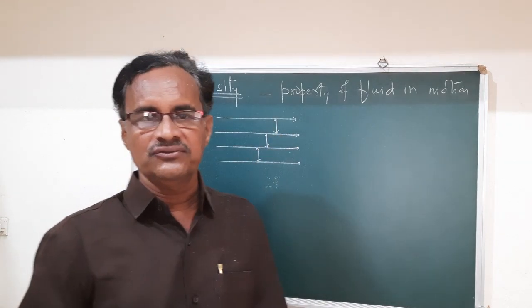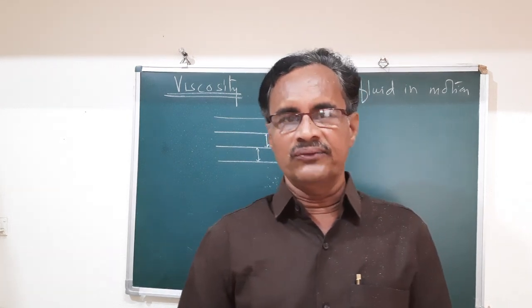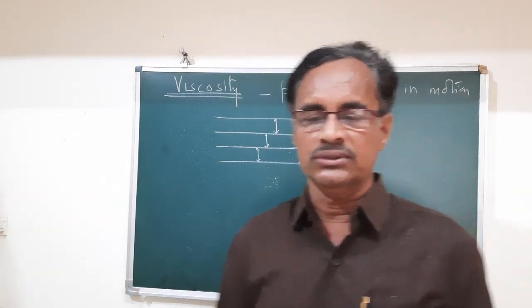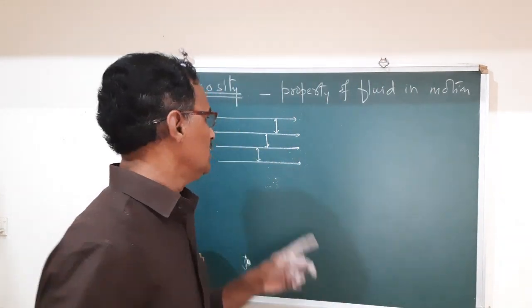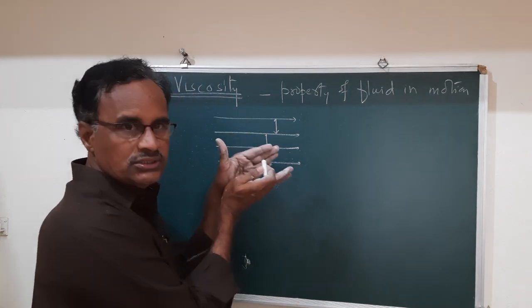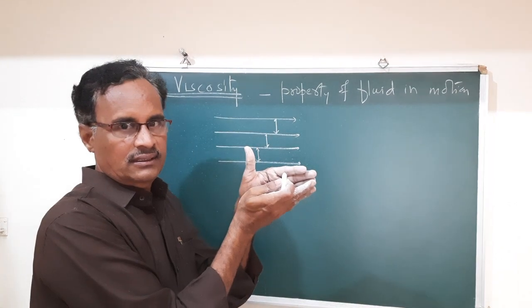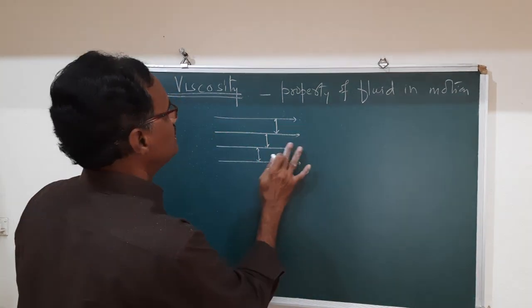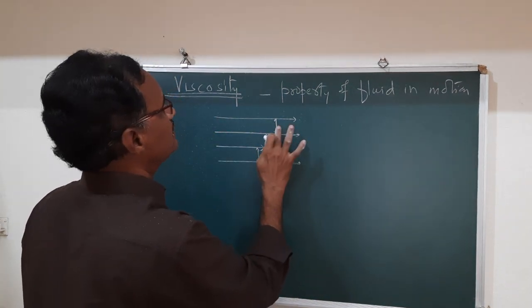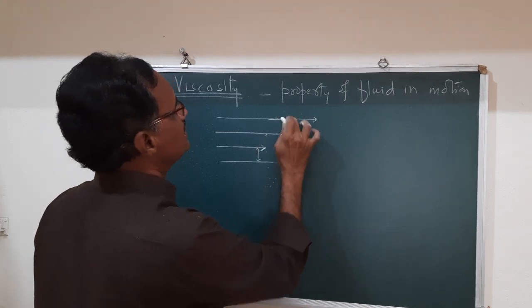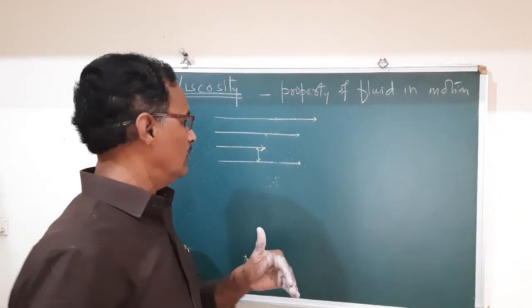That internal friction we call a dragging force, or a viscous force. If the viscous force between the layers is greater, then the dragging force is greater, and therefore the velocity of the layers above decreases.